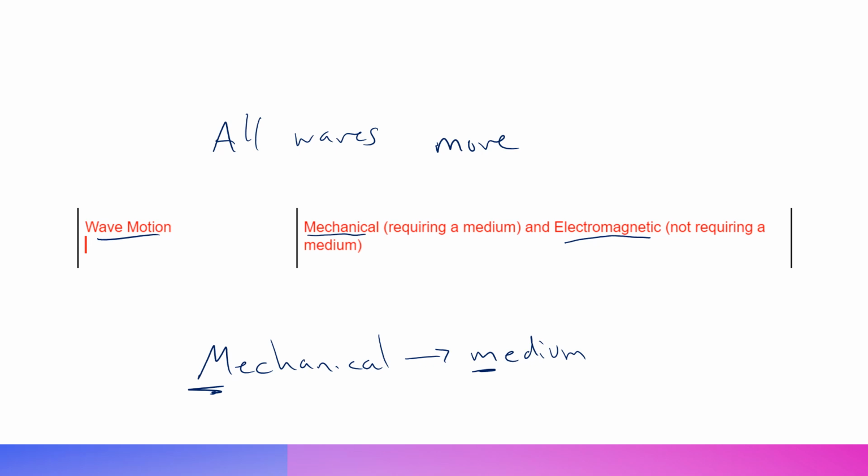But if you look at the word electromagnetic, that starts with an E. So it does not start with an M. So there's nothing about electromagnetic that requires a medium. It does not need one. Only mechanical waves do. Another way of saying electromagnetic, though, is to simply say light. I'll give you guys a chance to get caught up before we move forward.